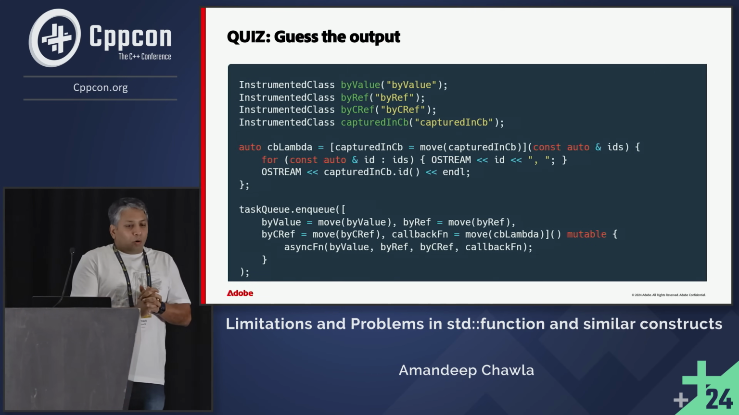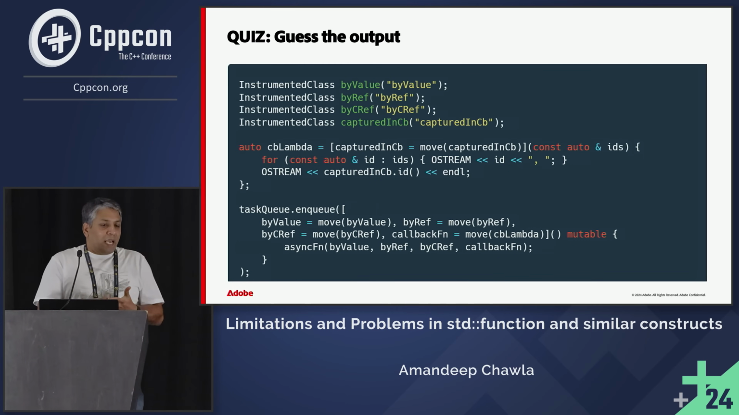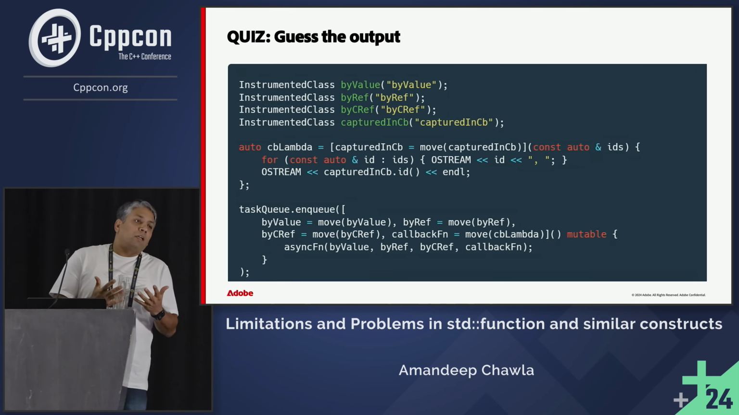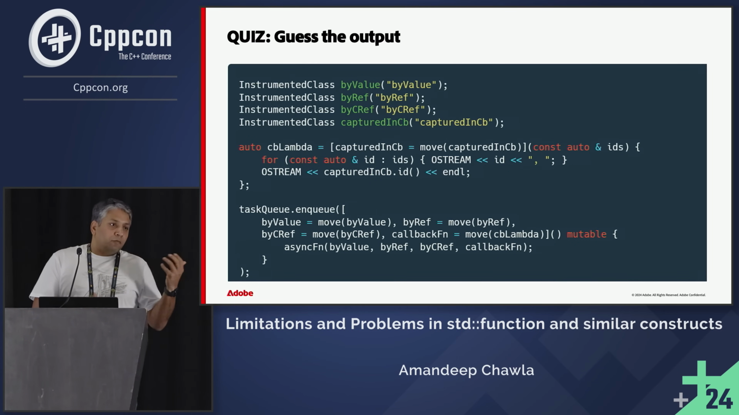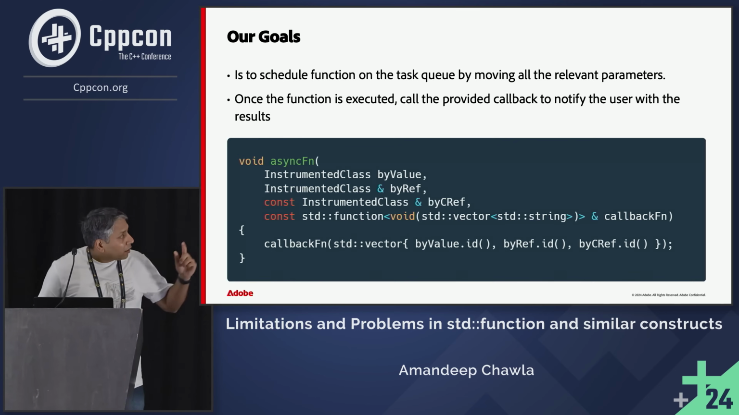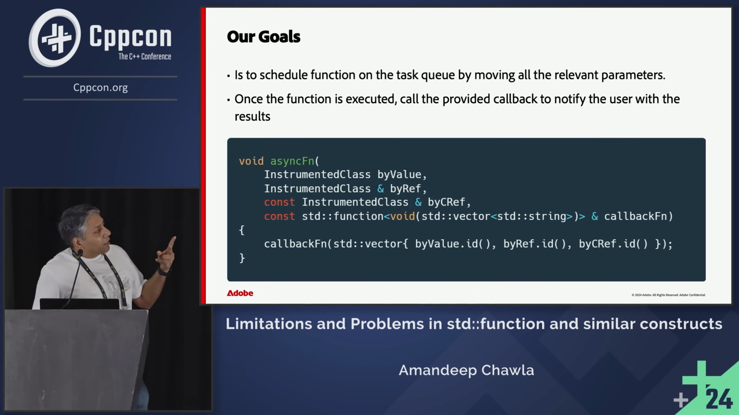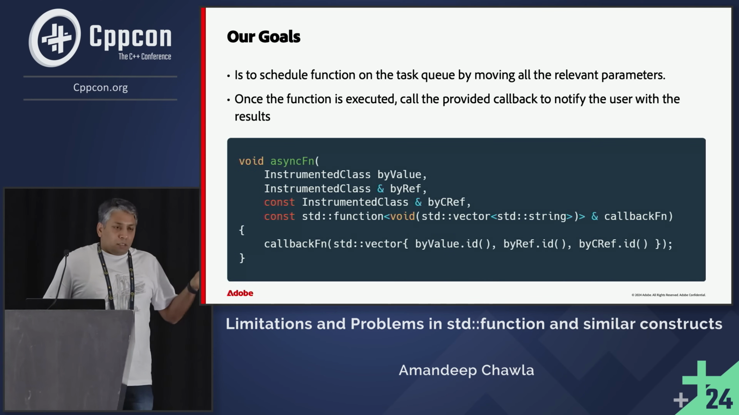So with this code, I have a by value class, by reference, by constant reference, because I'm taking three parameters. If you see, the first is the instrumented class by value. Another one was by reference. If I go back, the first one is by value, the second one is by reference, the third one is by constant reference, and the fourth is the callable function.